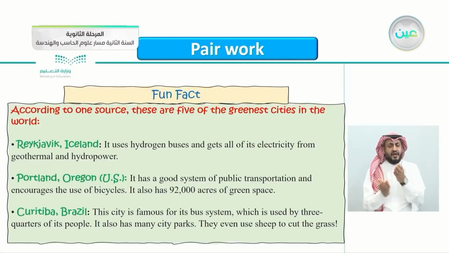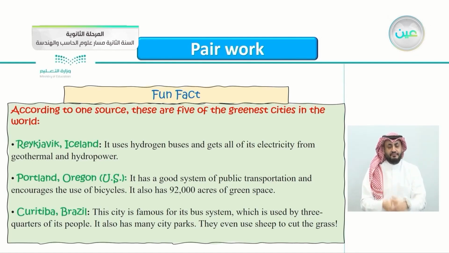So here's a fun fact. According to one source, these are 5 of the greenest cities in the world. Let's check them out. The first one is Reykjavik in Iceland. It uses hydrogen buses and gets all of its electricity from geothermal and hydropower, of course from the deep of the earth.